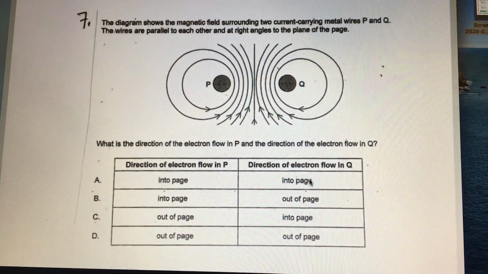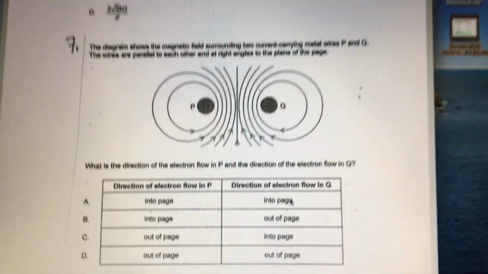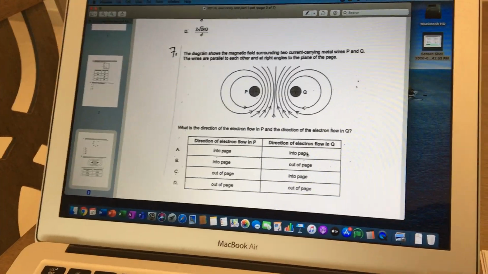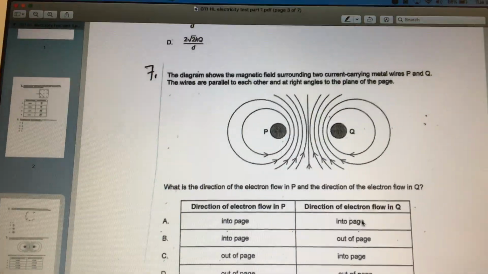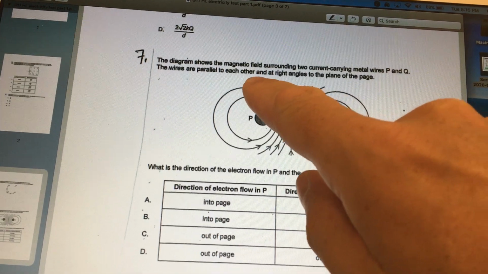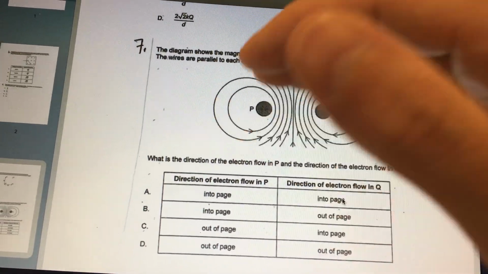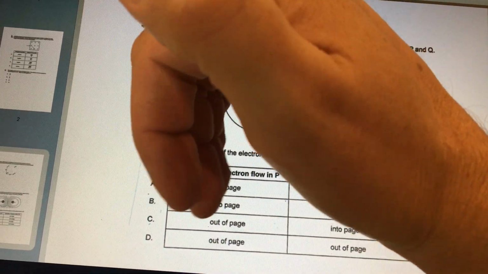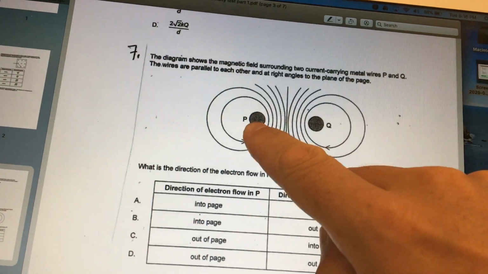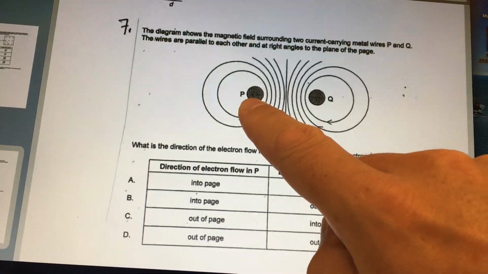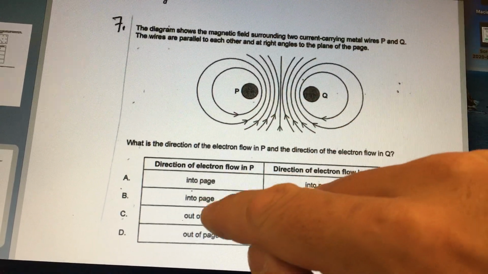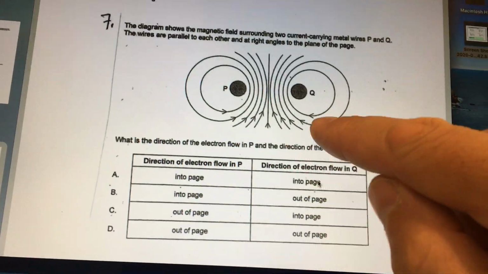Question 7 needed a little bit of use of your hands. It's the right hand grip rule. So when you look at this one, the thing's going around it clockwise, which using my right hand, my fingers follow it around that way. So my thumb is coming out of the page. So conventional current is coming out of the page. So electron flow is into the page. So it's A or B.